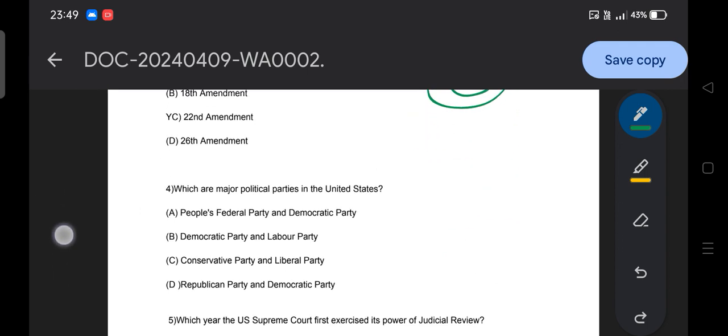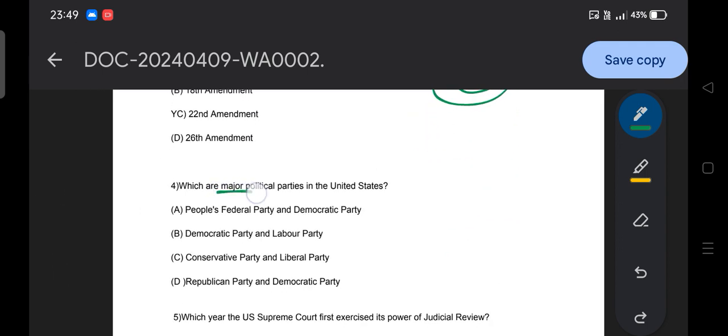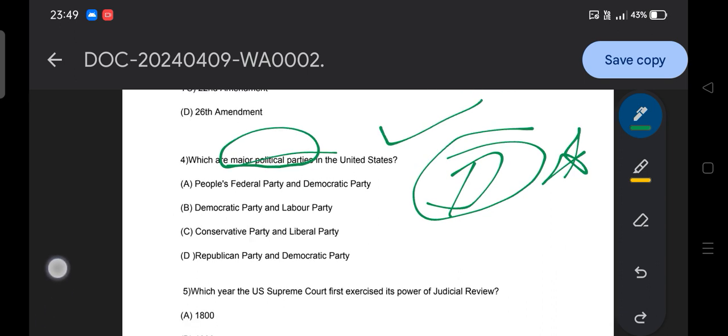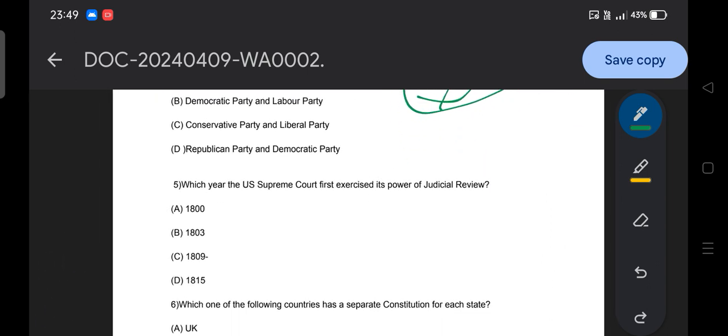Okay, moving to the next question. What are the major political parties in the US? It's a very easy question. Hope you all will provide the answer. Option D is the answer: Democratic and Republican. So as I already said, we need to cover the political parties with respect to the USA. Then moving to the next question.